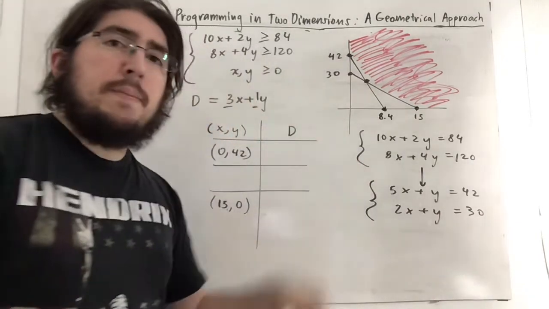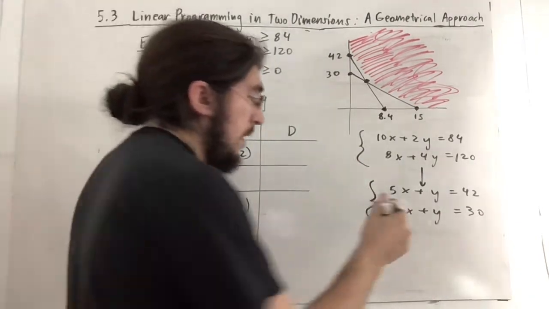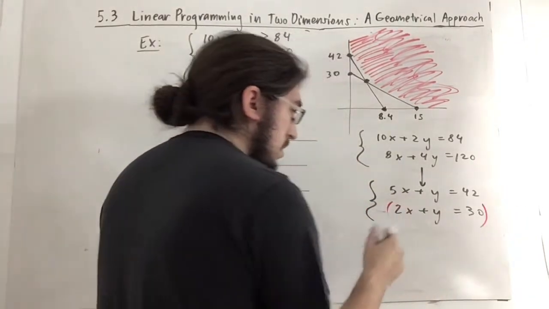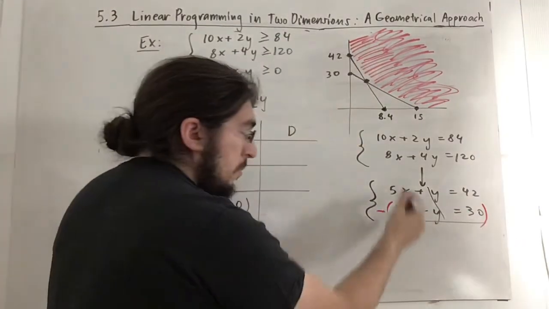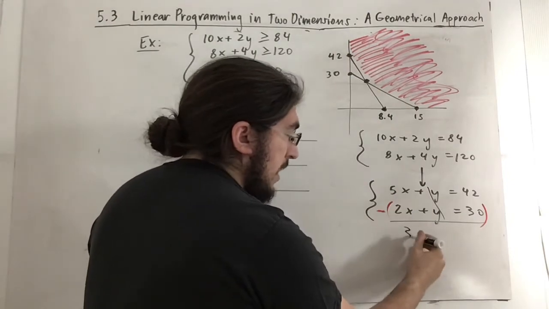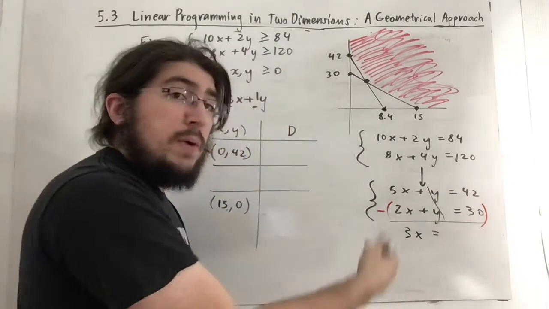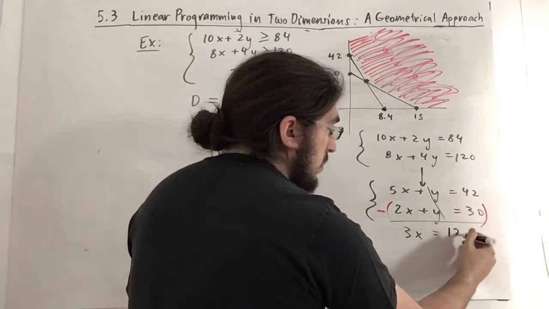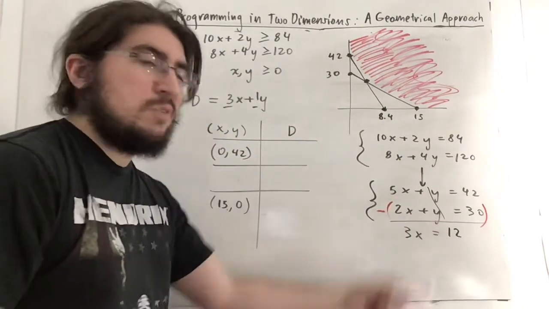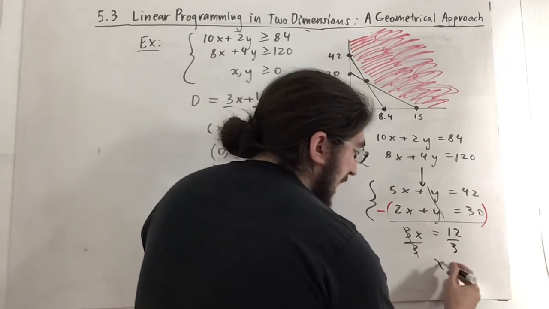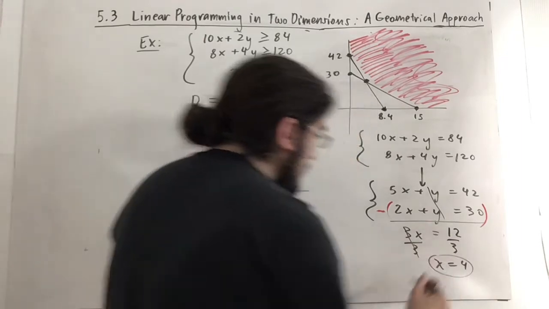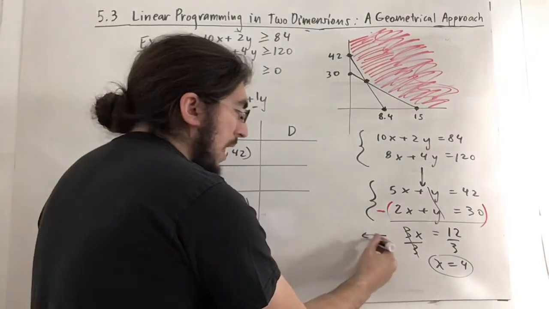And now we can just do top minus bottom. So if we do top minus bottom, the y's cancel out, notice. So we end up with 5x minus 2x is 3x, is equal to 42 minus 30, which is 12. Divided by 3, x is 4. Good. But now what's y?